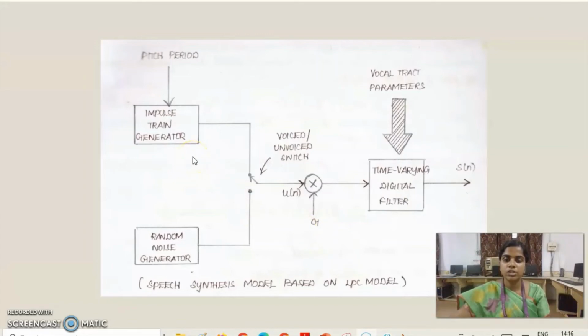So we take into consideration two generators, one as the impulse train generator that gives us voiced sounds like the vowels. The random noise generator gives us noisy signals which can be taken as a source for unvoiced speech signals. So the source can be either from the impulse train generator or from the random noise generator, and that becomes our u(n) multiplied with the gain of the excitation G. When put into an all-pole filter or a digital time-varying filter with all the vocal tract parameters put into it, we get the s(n). This is the speech synthesis model based upon the LPC.